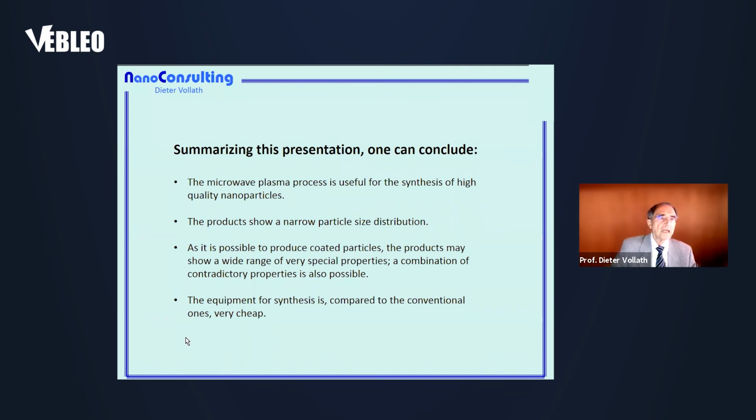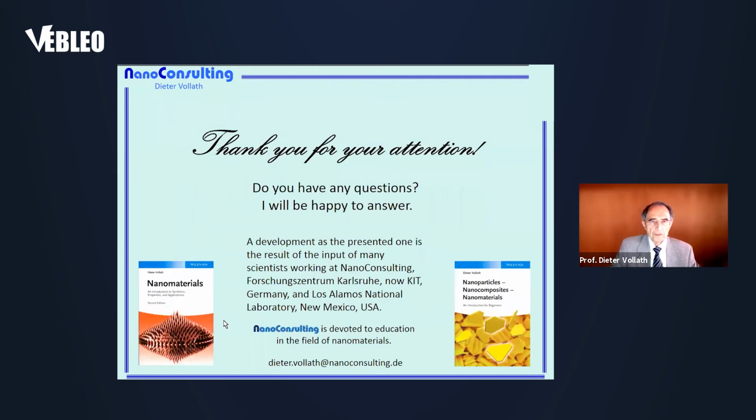Even a combination of contradictory properties is possible. And lastly, and this is for many university institutes very important, the equipment for synthesis is, compared to the conventional ones, very cheap. Yeah, and with this statement, I come to an end.